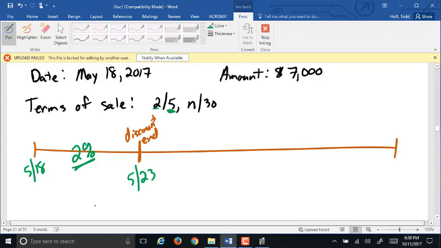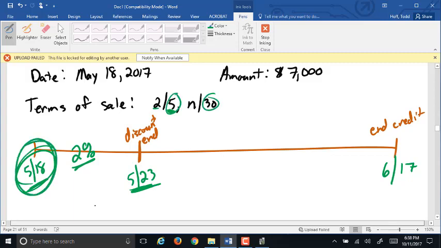Then down here is the end of the credit period. What date is that going to be? 6/17. It always goes back to the invoice date. You add 30 days to the invoice date. And that's a common mistake people make: they'll add 30 days to the end of the discount period. Both of these come off of the invoice date, always.